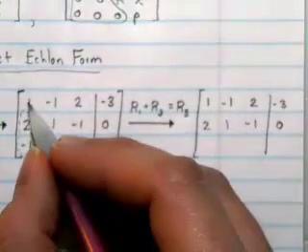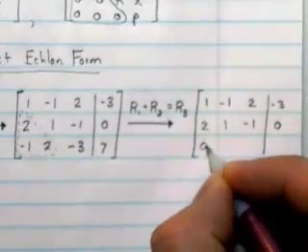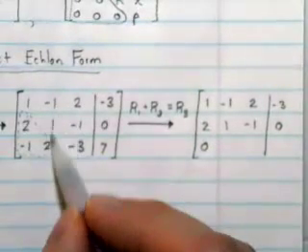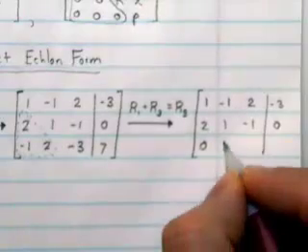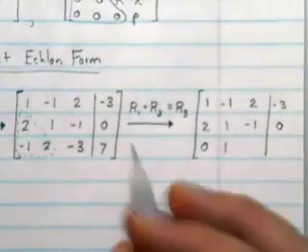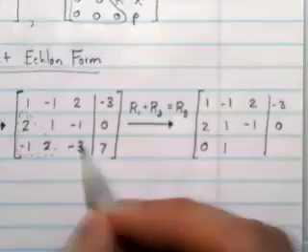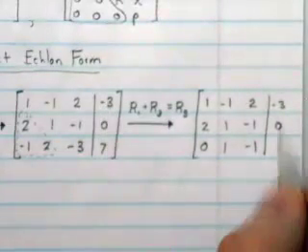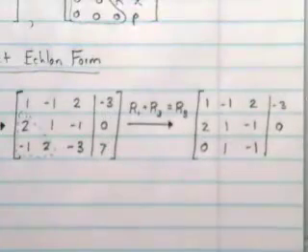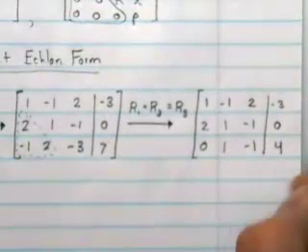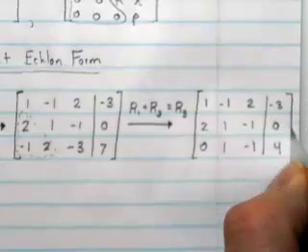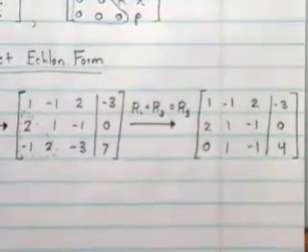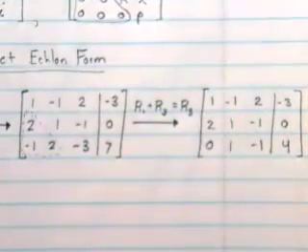So 1 gives me 0. 1 plus 2 gives me 1 x. And 2 plus negative 3 gives me negative 1. And then I have to make sure the augmented part, negative 3 plus 7, is 4. So now I've got a 0 in that position.